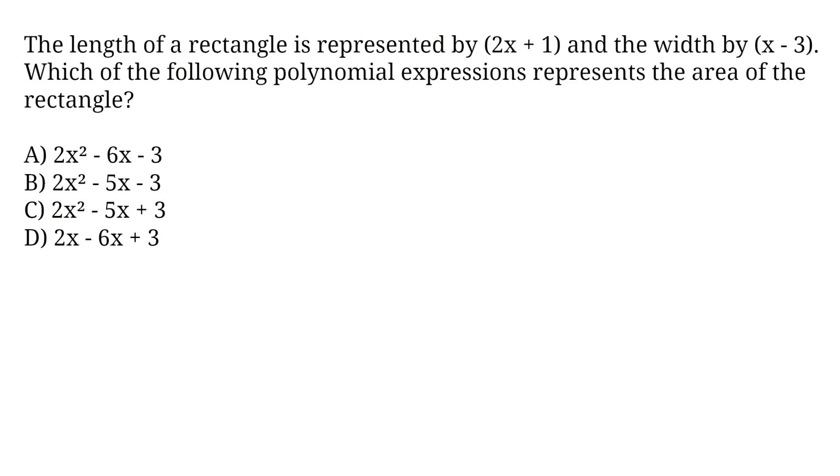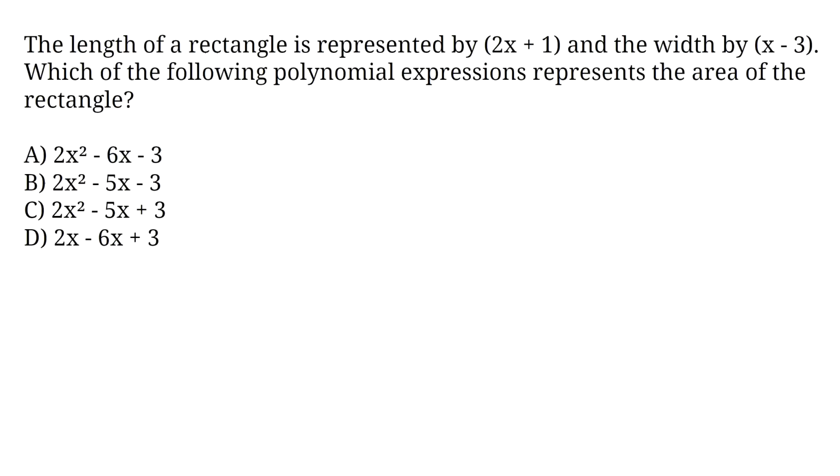The length of a rectangle is represented by 2x plus 1, and the width by x minus 3. Which of the following polynomial expressions represents the area of the rectangle? A. 2x squared minus 6x minus 3. B. 2x squared minus 5x minus 3. C. 2x squared minus 5x plus 3. D. 2x minus 6x plus 3.